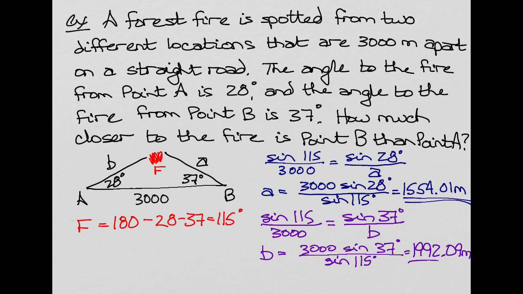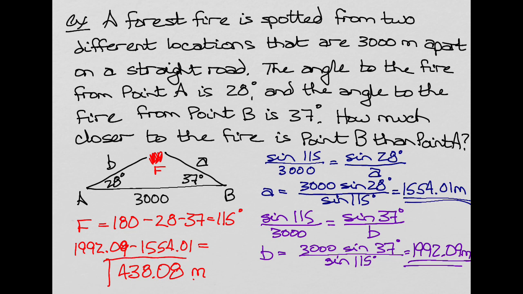The question was, how much closer to the fire is B than A? And for that, we're just going to need the difference of those two. Distance B minus distance A. Let's recognize that's a 9. So the difference is 438 point, looks like 08 meters. 1,000 meters in a kilometer, that's almost half a kilometer.